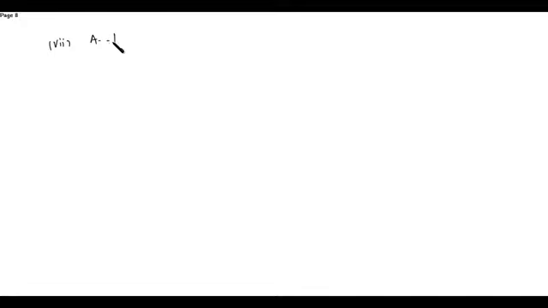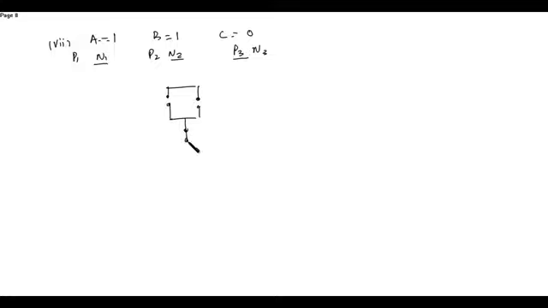In the seventh condition, when A is equal to 1, B is equal to 1, C is equal to 0, so P1 N1, P2 N2 and P3 N3. N1, N2 will turn on and P3 will turn on. The other three will remain off. So P1 is off, open circuit, P2 is off, again open circuit, P3 is on, so short circuit. This is P1, this is P2, this is P3.